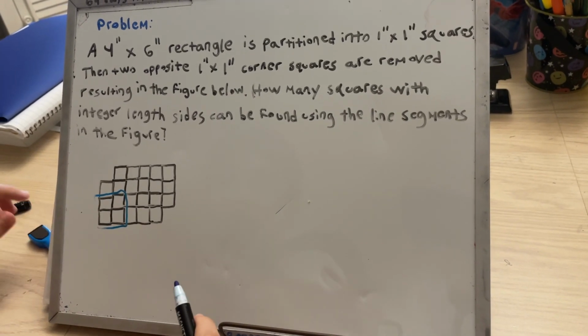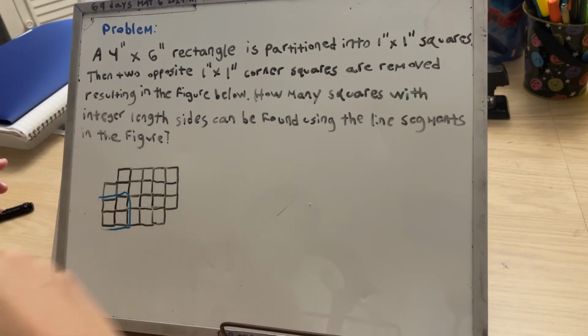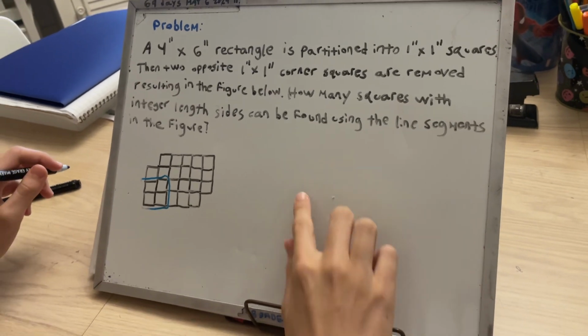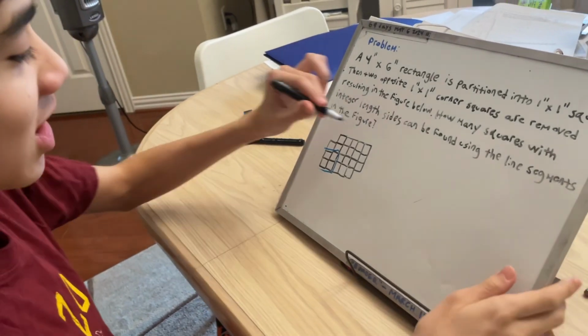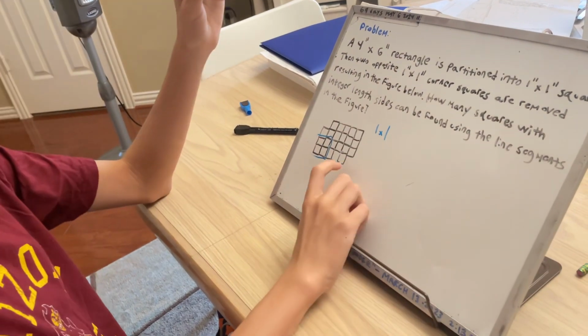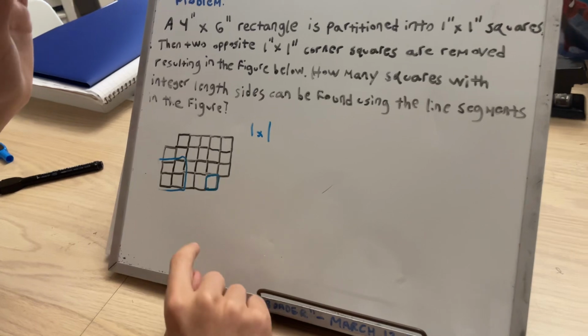So the solution here is to use a little bit of casework to help divide up your square sizes, and then add them up later to get your final answer. So let's start with the smallest size, 1x1 squares. These are going to be the very smallest ones, the individual squares.